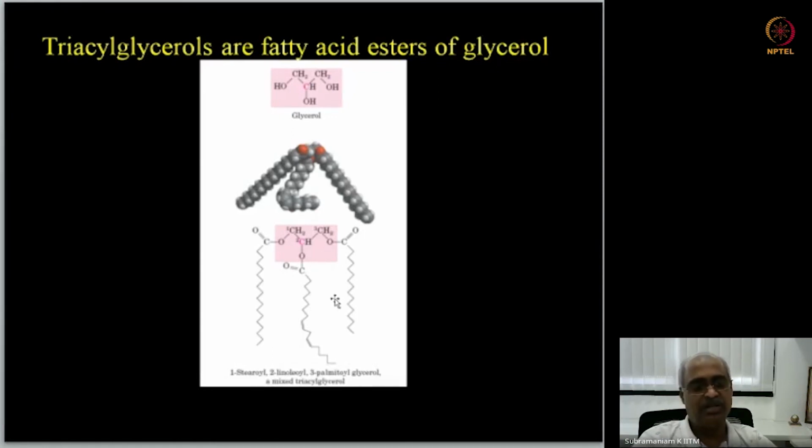A common place is the adipose tissue around your belly, and that's why one gets a pot belly, or subcutaneous fat all over the body under the skin. So that is triacylglycerol. It is an important storage molecule, an energy reserve.